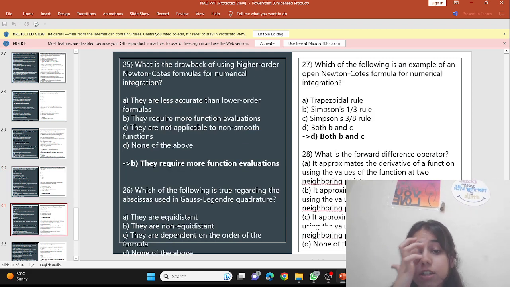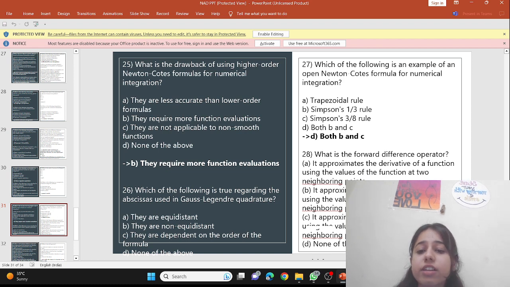25th question is, what is the drawback of using higher order Newton-Cotes formula for numerical integration? Options are A, they are less accurate than lower order formulas, B, they require more function evaluations, C, they are not applicable to non-smooth functions, D, none of the above. And the correct option for this is B, they require more function evaluations.